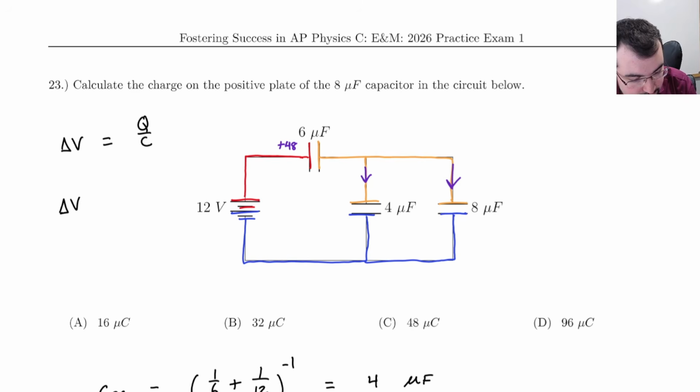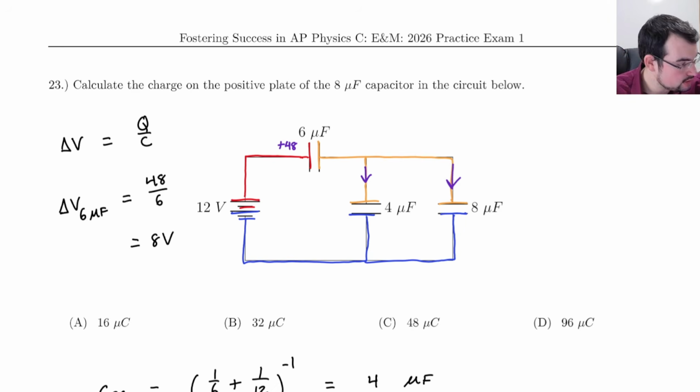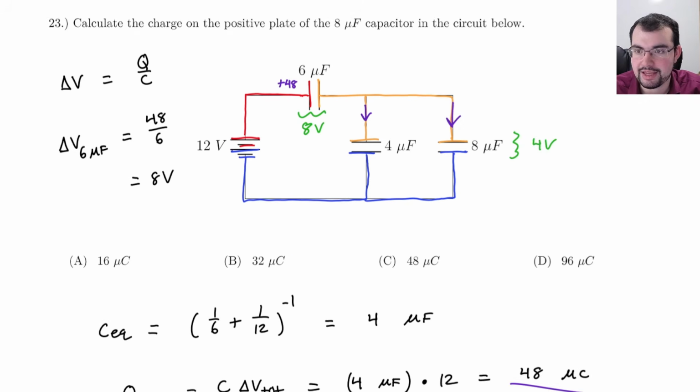So delta V across the 6 microfarads would be the 48 microcoulombs divided by 6, which would be 8 volts. So that tells us that this delta V is 8 volts. So by the loop rule, this delta V has to be 4 volts to make it 12 when we go all the way around. So this is actually also clear if you use your potential values, that if you go from 0 to 12 and you drop 8, this must be 4.